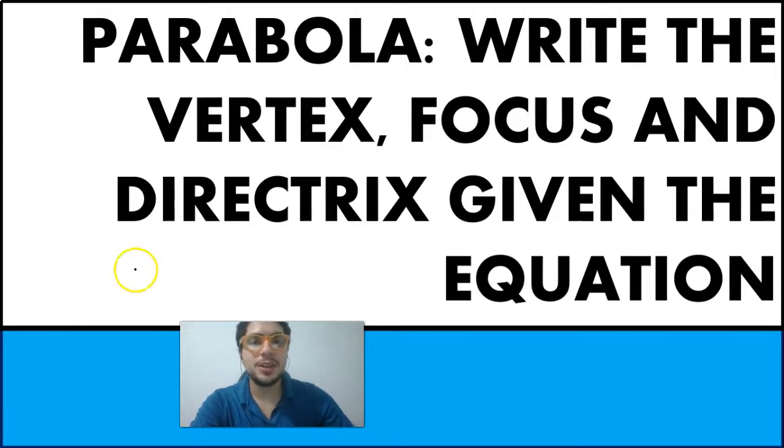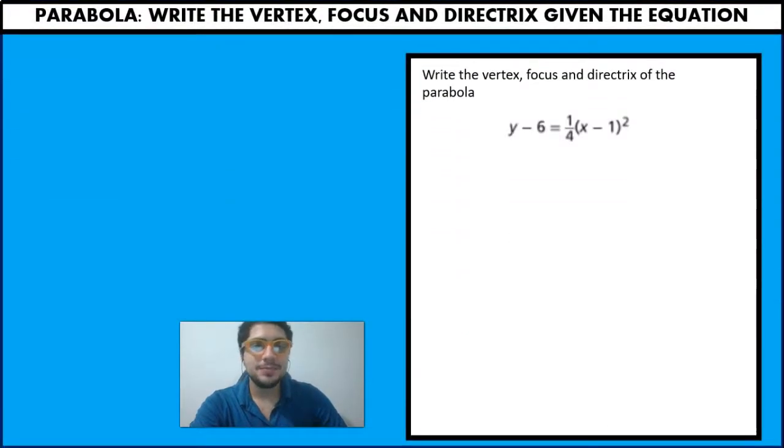In this case, we're going to be learning how to write the vertex, the focus, and the directrix when we're given the equation of the parabola. Okay, so let's begin. Okay guys, so in this case, we're given the equation of the parabola, which is y minus 6 is equal to 1 divided by 4 times x minus 1, and that raised to the power of 2.